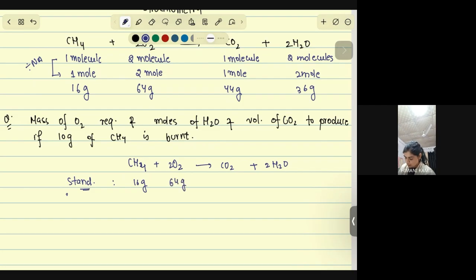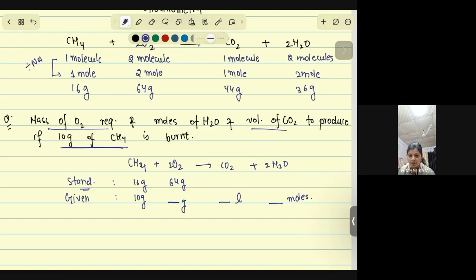Now write what is given and what is asked. Given is 10 gram of methane. And what is asked? The mass of O2 required, the volume of CO2 in liters, and the moles of H2O. Is it clear? 10 gram is given. Weight of oxygen is asked. Volume of CO2 is asked, and moles of H2O also has been asked.